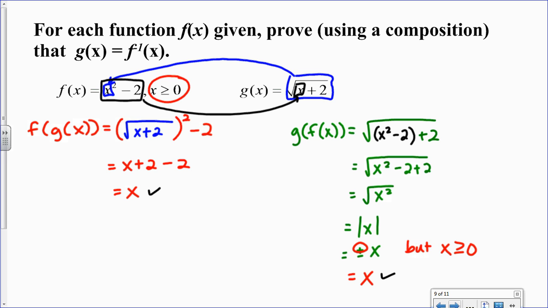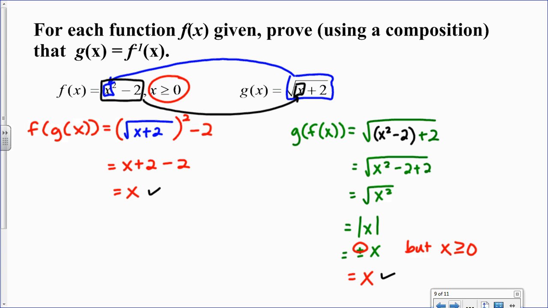This is part of the work, though. Okay? So if you jump right from here to here, you will lose a point. You need to show that you know that the square root of x squared is actually plus or minus x. Remember, when you're proving, it's the middle part that counts. Okay? So you do not want to jump just from square root of x squared to equals x.